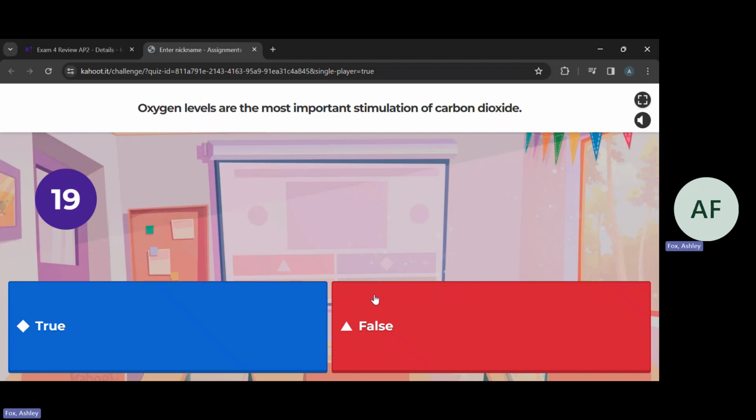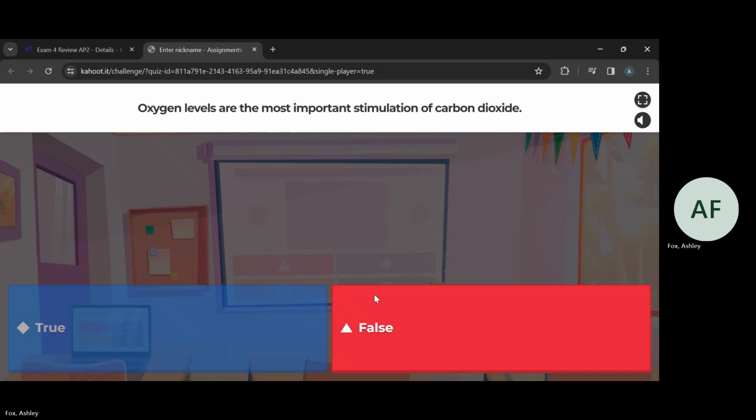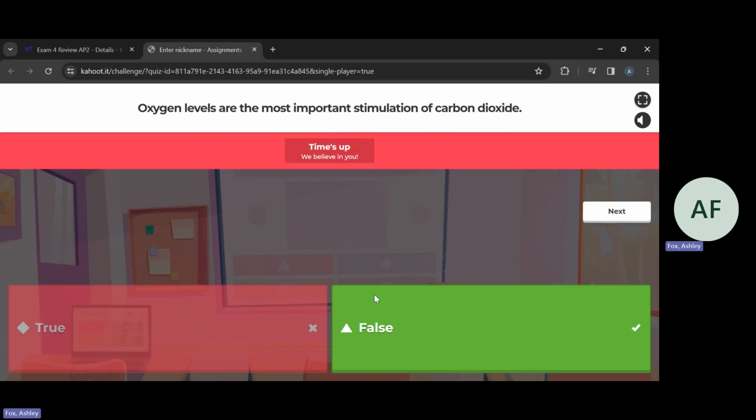Oxygen levels are the most important stimulation of breathing. True or false? This is false, to give you the answer. The most important stimulation for breathing is actually carbon dioxide levels, not oxygen levels.